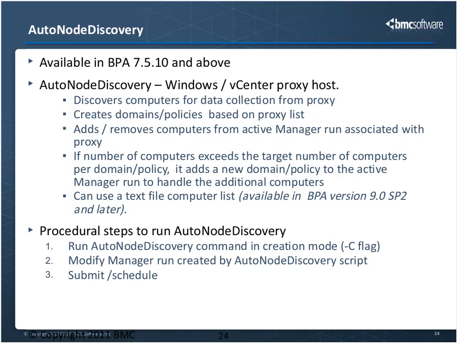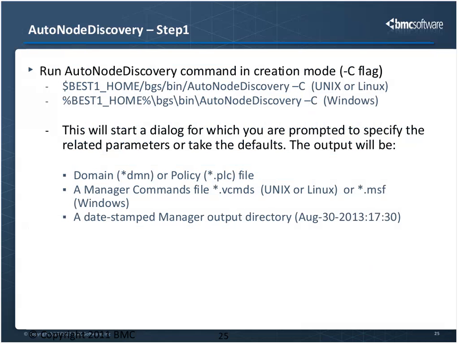There are some procedural steps to run this, and this will sort of simplify it. First you run the Auto Node Discovery command, then you modify the manager run that's created by the script from the output, and then you submit and schedule the run. In step 1, you would run the command in command mode or create mode. In the case of Linux, you would run something like this on the console, and in Windows, you would run this in the command line. It'll start a dialog, and the dialog will ask you for this information.